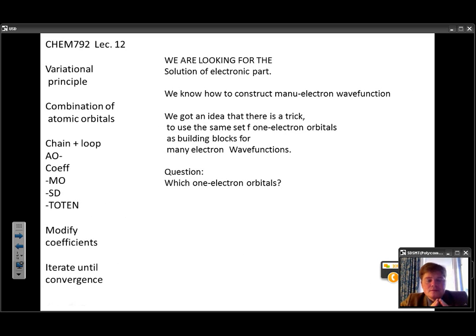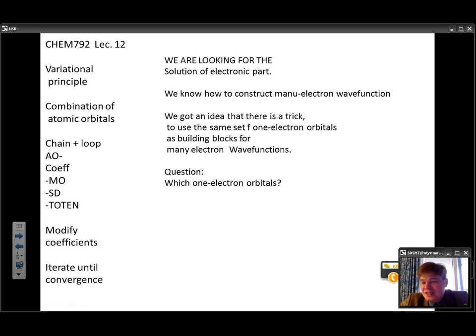For the next slide, we are looking towards finding the solution of the electronic structure, of only the electronic part of the molecular Schrödinger equation. And for the electronic part, we already know how to construct many-electron functions. We know the principle of the Slater determinant. And we also briefly discussed that there is a trick as a part of Hartree-Fock theory that one can build a set of one-electron orbitals and use them as building blocks for many-electron wave functions.